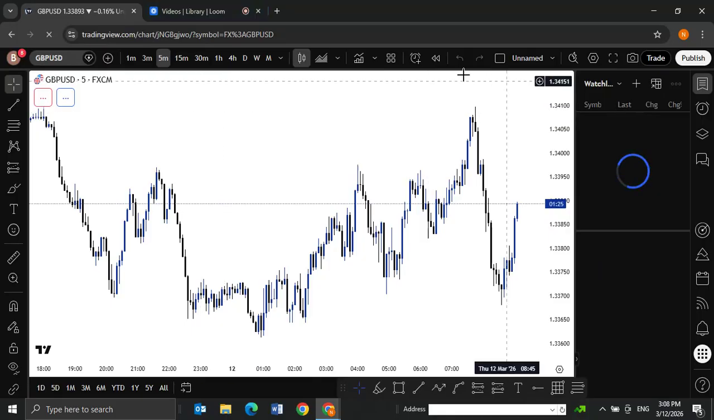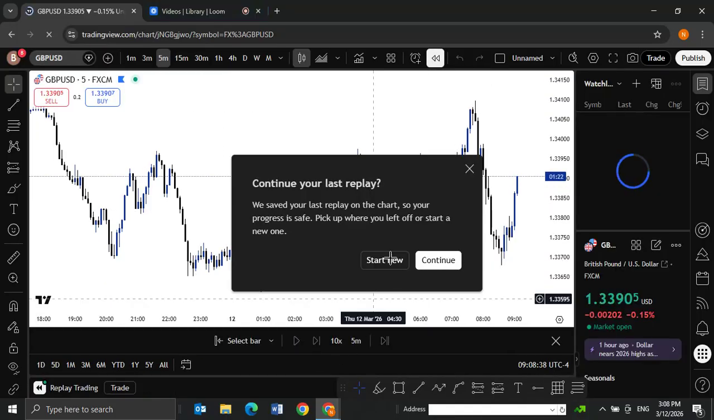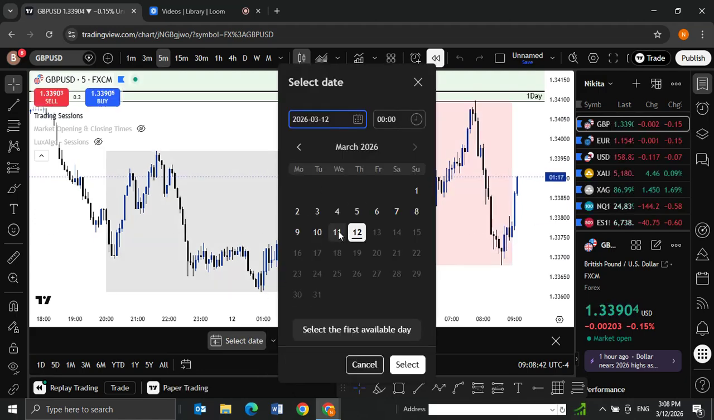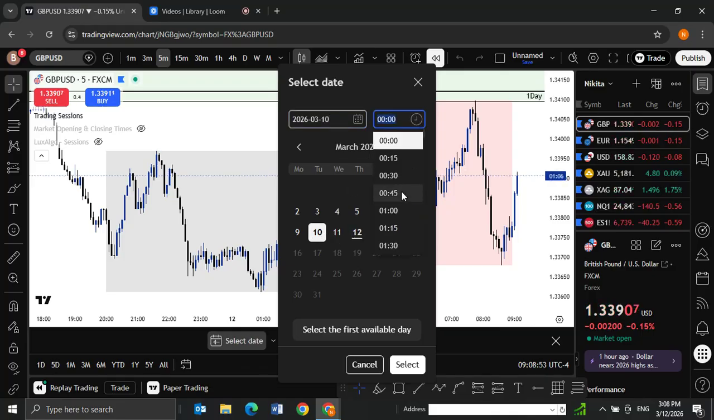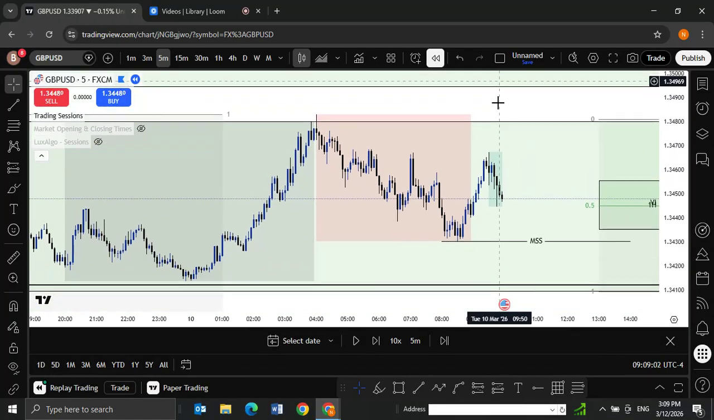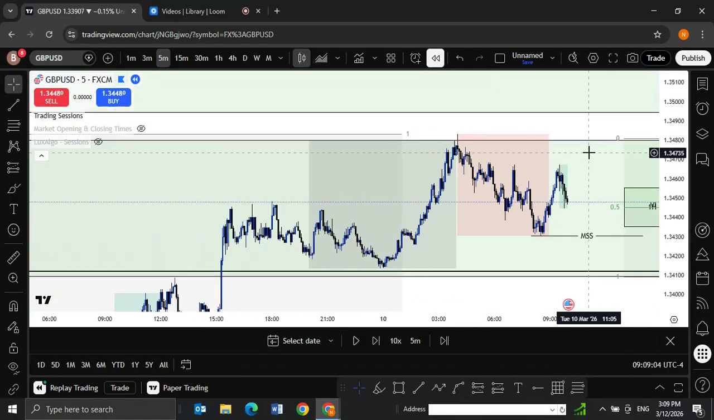I always open GU, then I just select the date. So yesterday was Wednesday. Really? Yesterday was Wednesday, I thought it was Tuesday. So I'm going for the 10th of March, so I can check the daily without checking the next day.